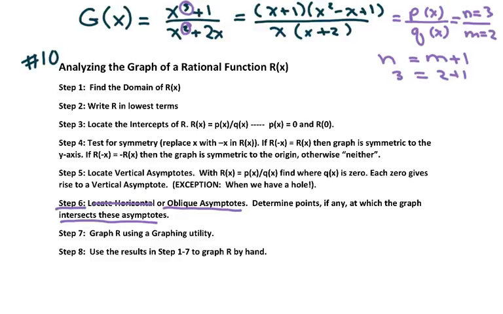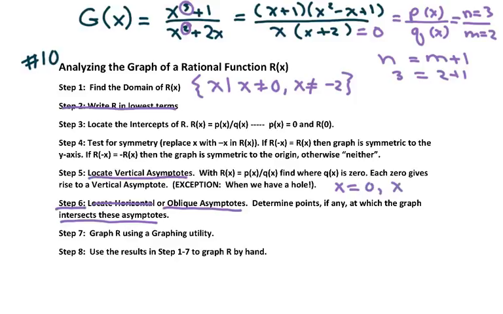It's already in lowest terms. We cannot cross out any factors here after we factored. So we already know that. And we can also find the domain. The domain is all real numbers except where you set q of x equals 0. And we can see that x cannot be 0 and x cannot be negative 2. That means we have a vertical asymptote at x equals 0 and x equals negative 2. And we don't have a hole because we didn't cross out any factors. It's already in lowest terms.